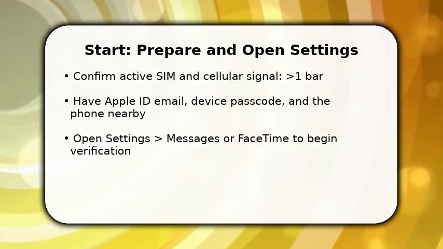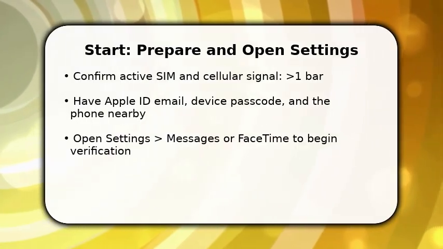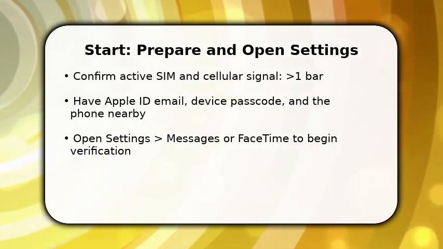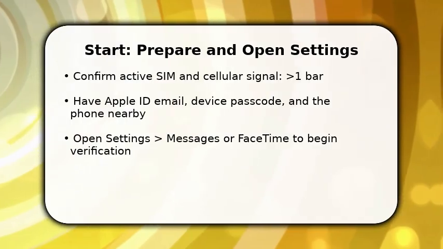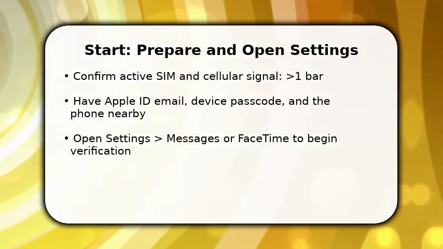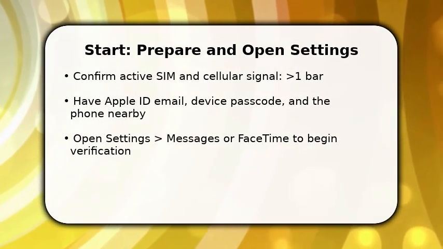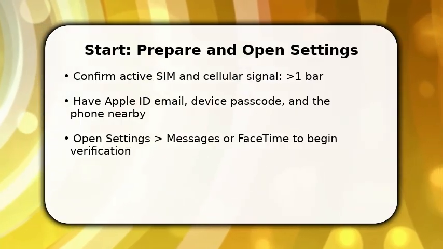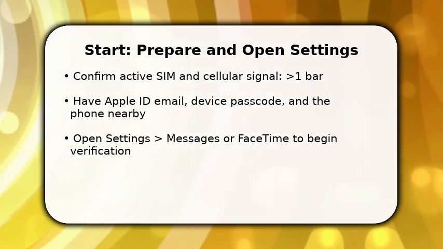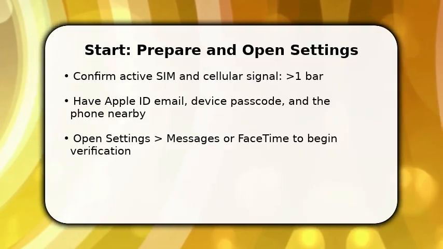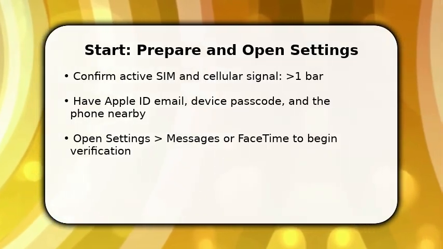You start by confirming the SIM is active and the iPhone has signal. No need to reboot yet. Open Settings, then tap Messages or FaceTime depending on where the number shows unverified. When prompted, enter your Apple ID and device passcode so the system can request a verification SMS from your carrier.